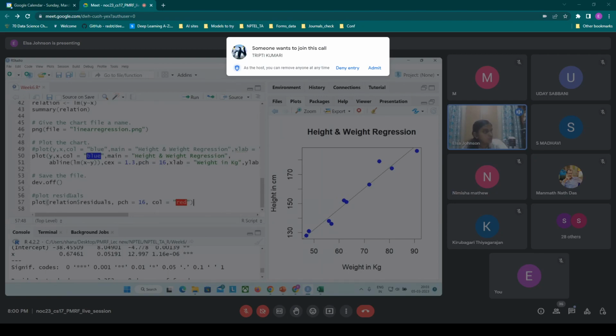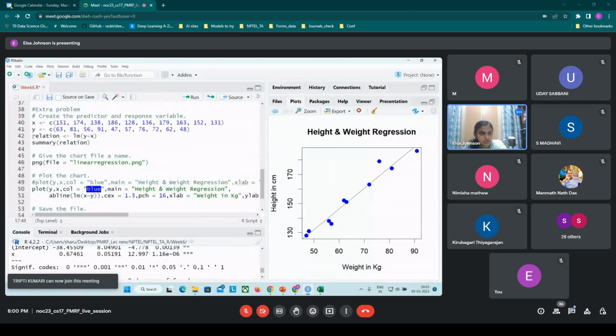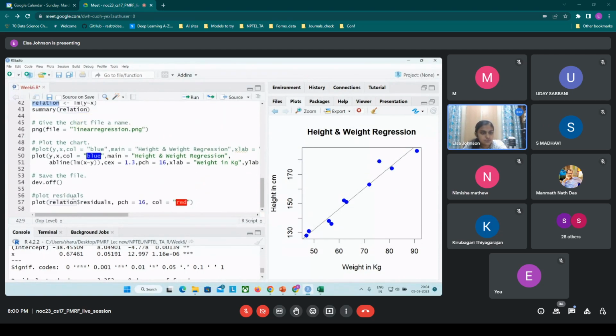How do you do that? There is a relation right now, and the relation is stored in this particular object. This is our linear model named relation. Now, the linear model dollar residuals. For this model, if you give the dollar sign, you'll get different values like coefficients, residuals, effects, whatever there is in the summary. So to plot the residuals, we'll put relation dollar residuals.